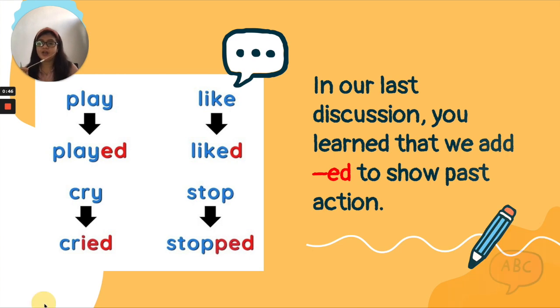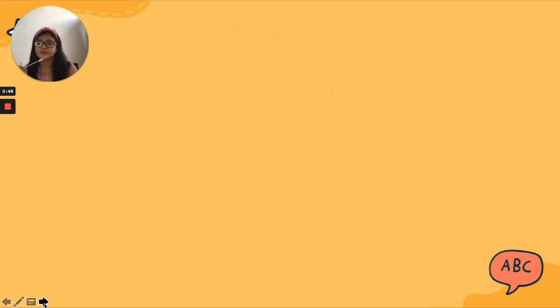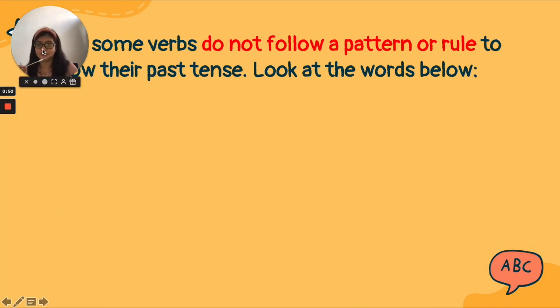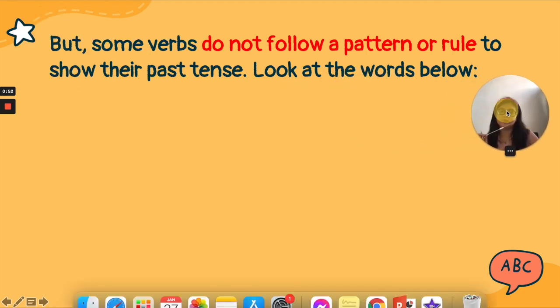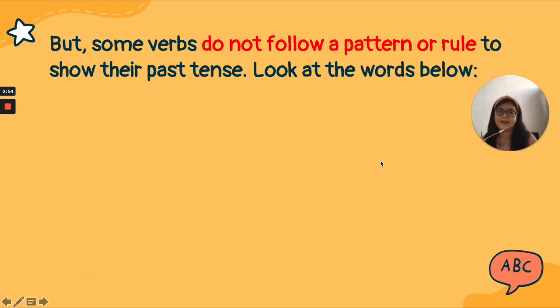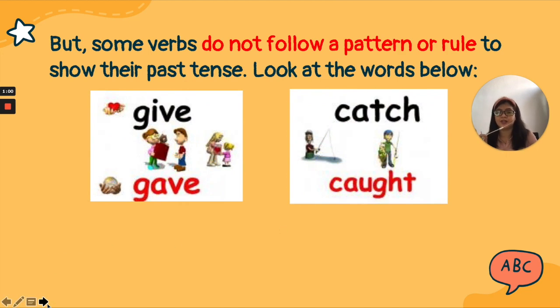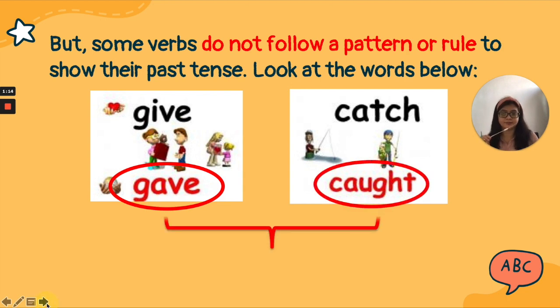But there are some verbs that are called irregular verbs. Okay, and these verbs do not follow a pattern or rule to show their past tense. Now, here are some examples of these irregular verbs. So, for example, the word give and the word catch, they are both verbs, but when you write them in the past tense, they change their spelling. So give becomes gave, catch becomes caught.